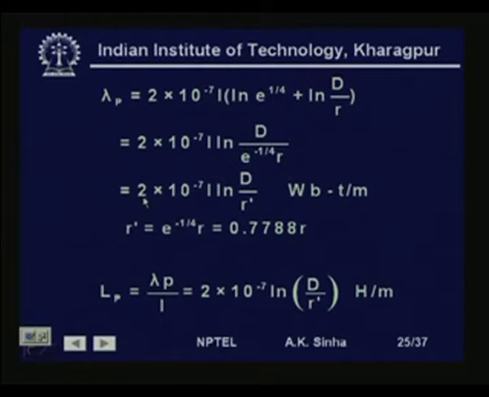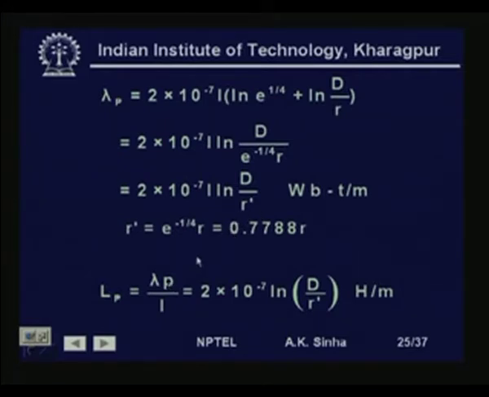This we can write as 2 into 10 to the power minus 7 I ln (d by r dash), where r dash is e to the power minus 1 by 4 into r, which is equal to 0.7788 r. That is, what we are seeing is, because of the internal flux linkages, the effective radius of the conductor is now r dash, which is 0.7788 r, that is, the effective radius has got somewhat reduced as far as the flux linkages are concerned.